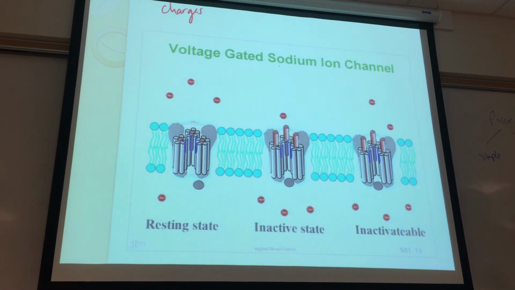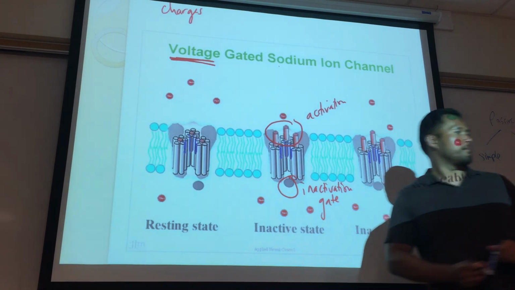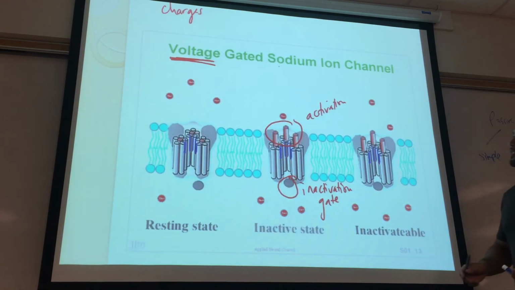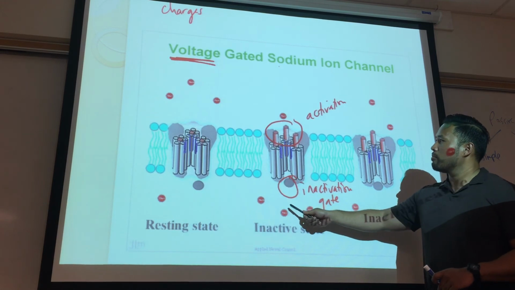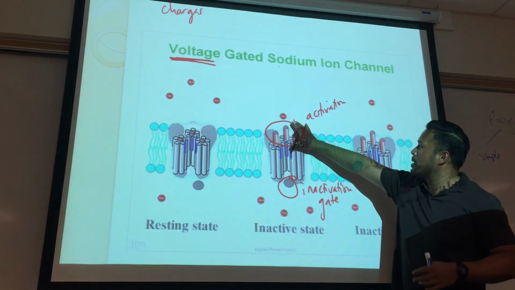We learned about insulin opening up glucose carriers. Here, sodium ion channels are activated by voltages. On top, you'll see activation gates. This one's another gate called the inactivation gate. At rest, these channels are closed. Once we get to a certain voltage, meaning negative on the outside and positive on the inside, there's going to be a certain change where you open up that activation gate.